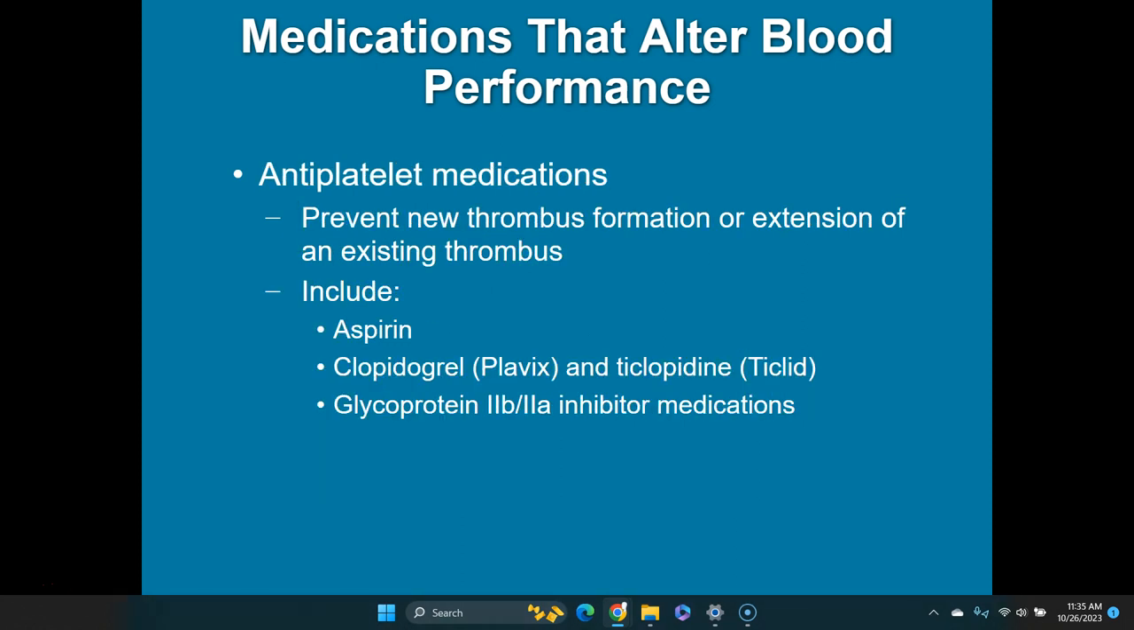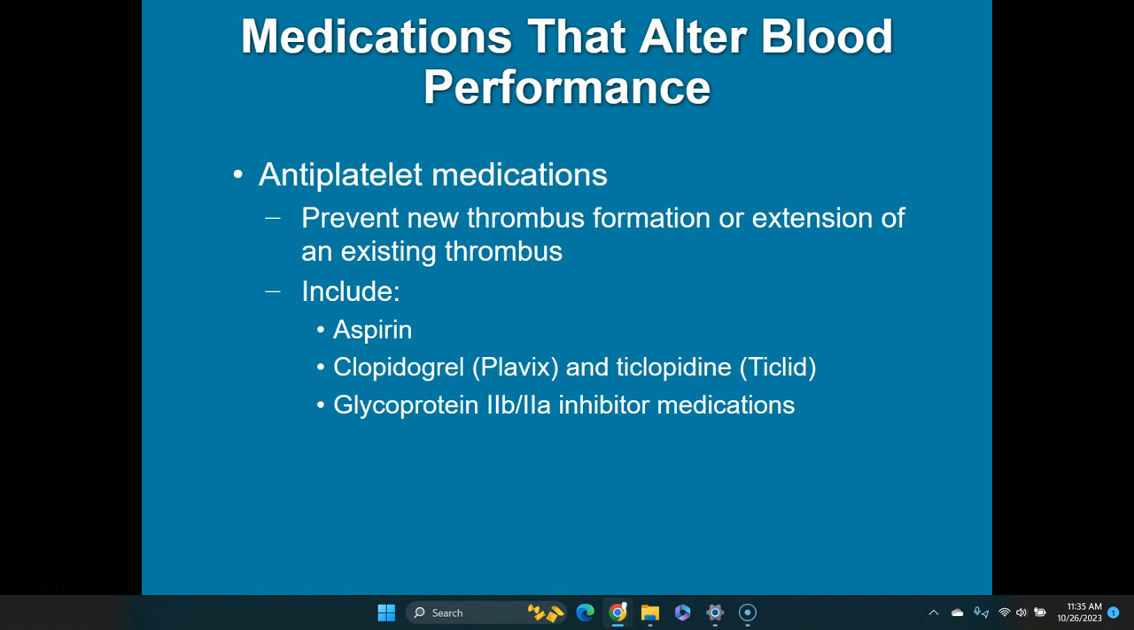Antiplatelet medications prevent new thrombus from forming or extending out. They include aspirin, Plavix or clopidogrel, Ticlid, and the glycoprotein 2B/3A inhibitor medications like abciximab, tirofiban. Not real familiar with those, but they are the glycoprotein 2B/3A inhibitors.